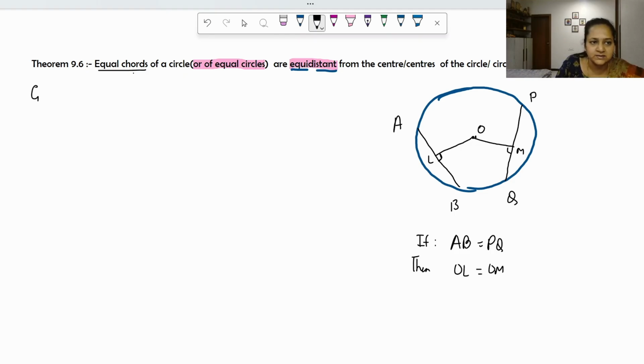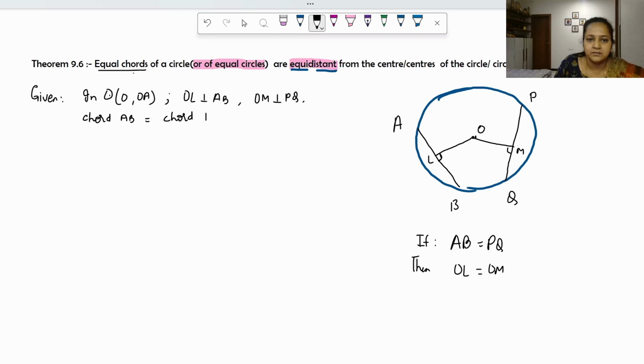So what is given to us? We are given a circle with center O and radius OA or OB or OQ or OP, whichever you want to take. What is given to us? OL is perpendicular to AB. OM is perpendicular to PQ. We are also given that chord AB is equal to chord PQ.